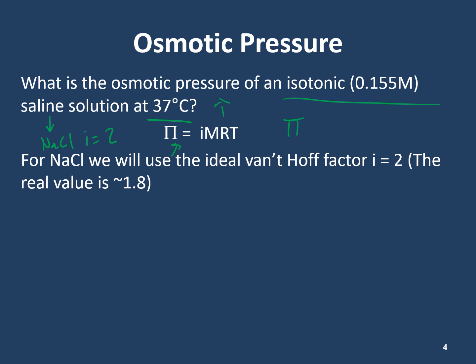So our osmotic pressure here will be equal to 2 times 0.155 molar times 0.08206 atm·L/(mol·K) times our temperature in Kelvin, which is 310 Kelvin. If we multiply all that out, we get a pressure of 7.89 atm for our osmotic pressure here. And this is an example of using the equation.